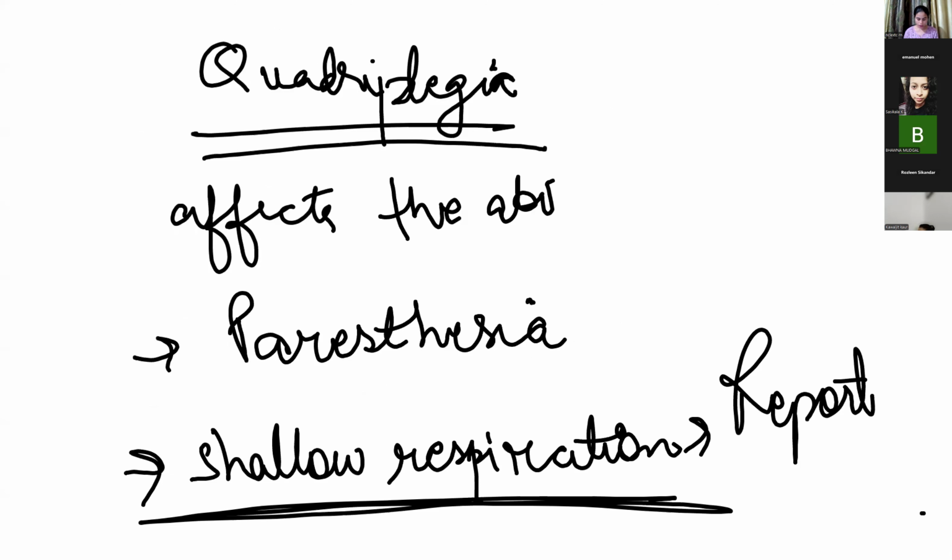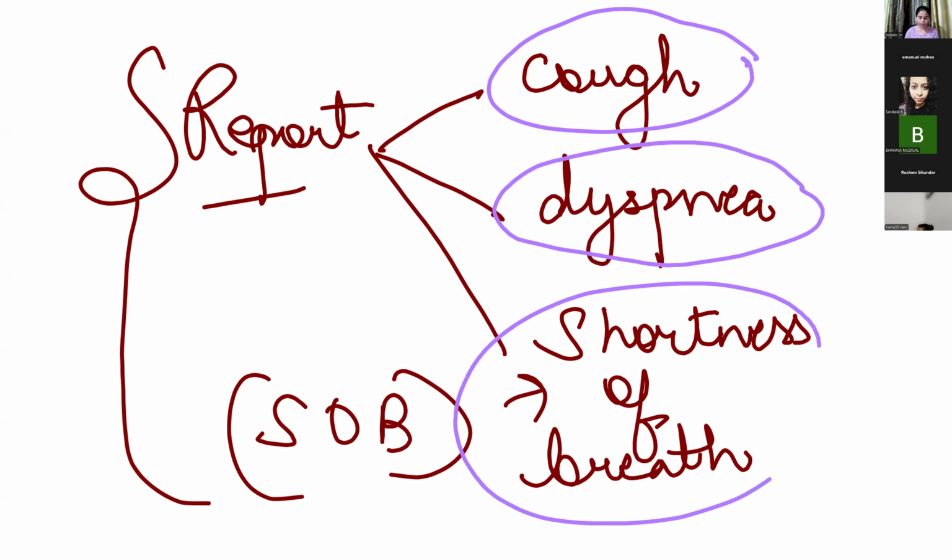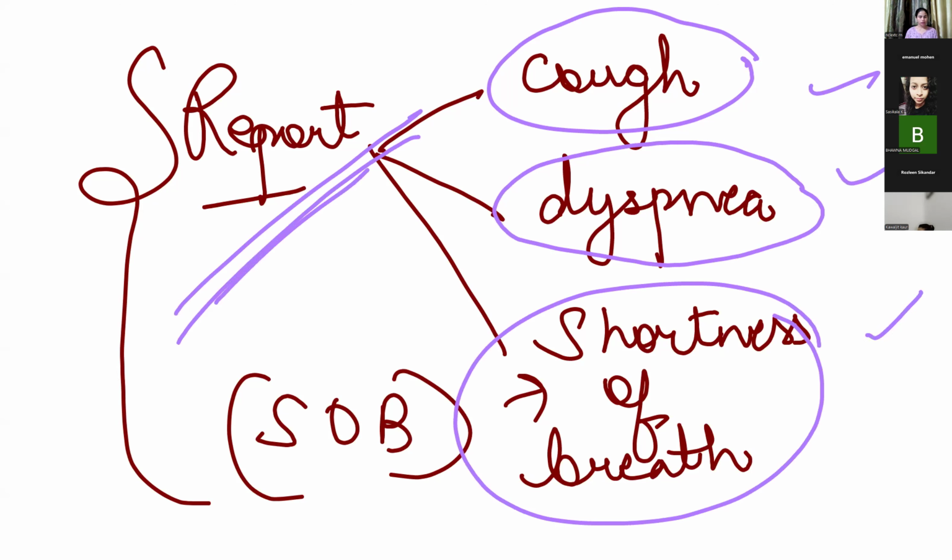One more thing in nursing you need to keep in mind: you need to report a few symptoms. If there is shortness of breath, if the patient is coughing, if there is dyspnea, shortness of breath, you must report immediately. These are the things you need to keep in mind.